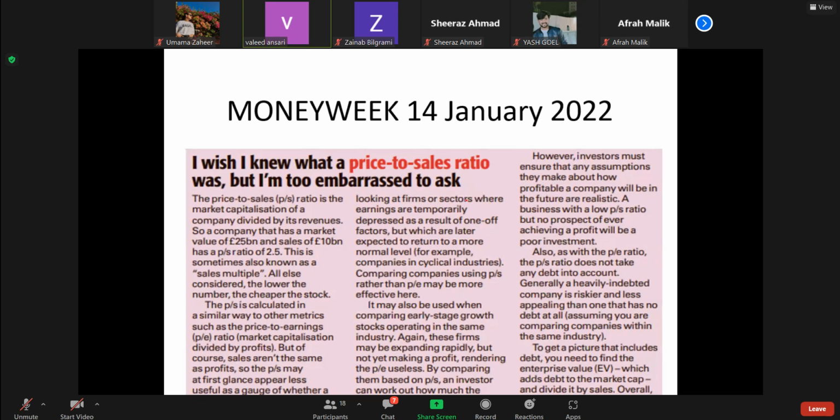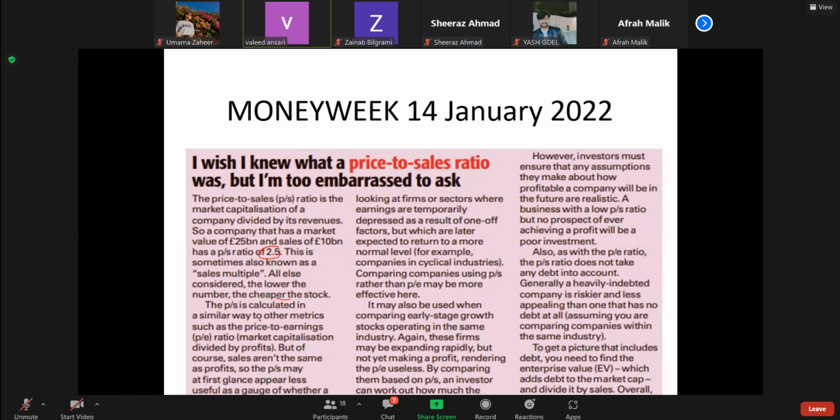There is always a column there. Price to sales ratio, it is saying, is the market capitalization of a company divided by its revenues. So a company that has a market value of 20 billion and sales of 10 billion has a P/S ratio of 2. This is sometimes also known as the sales multiple. The lower the number, the cheaper the stock.